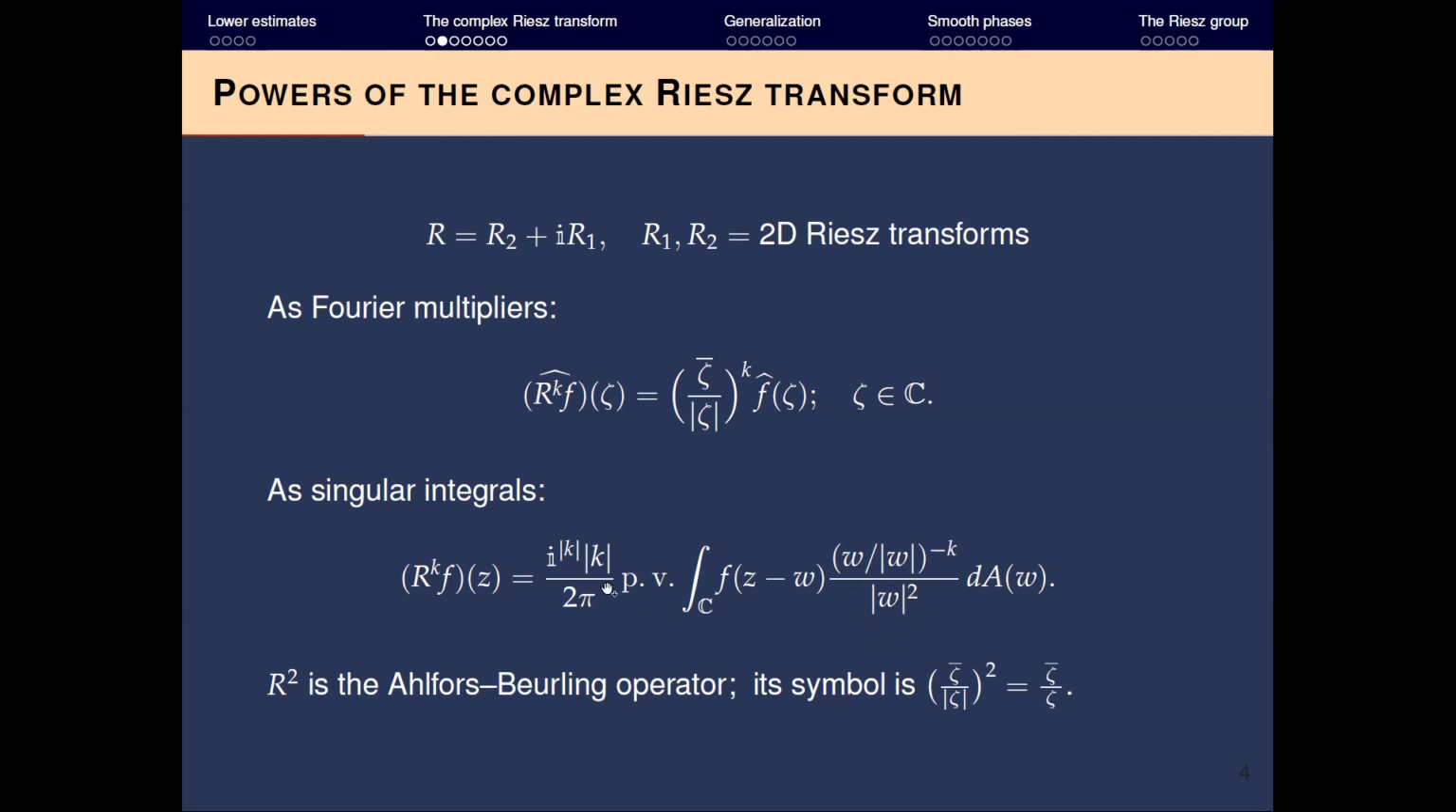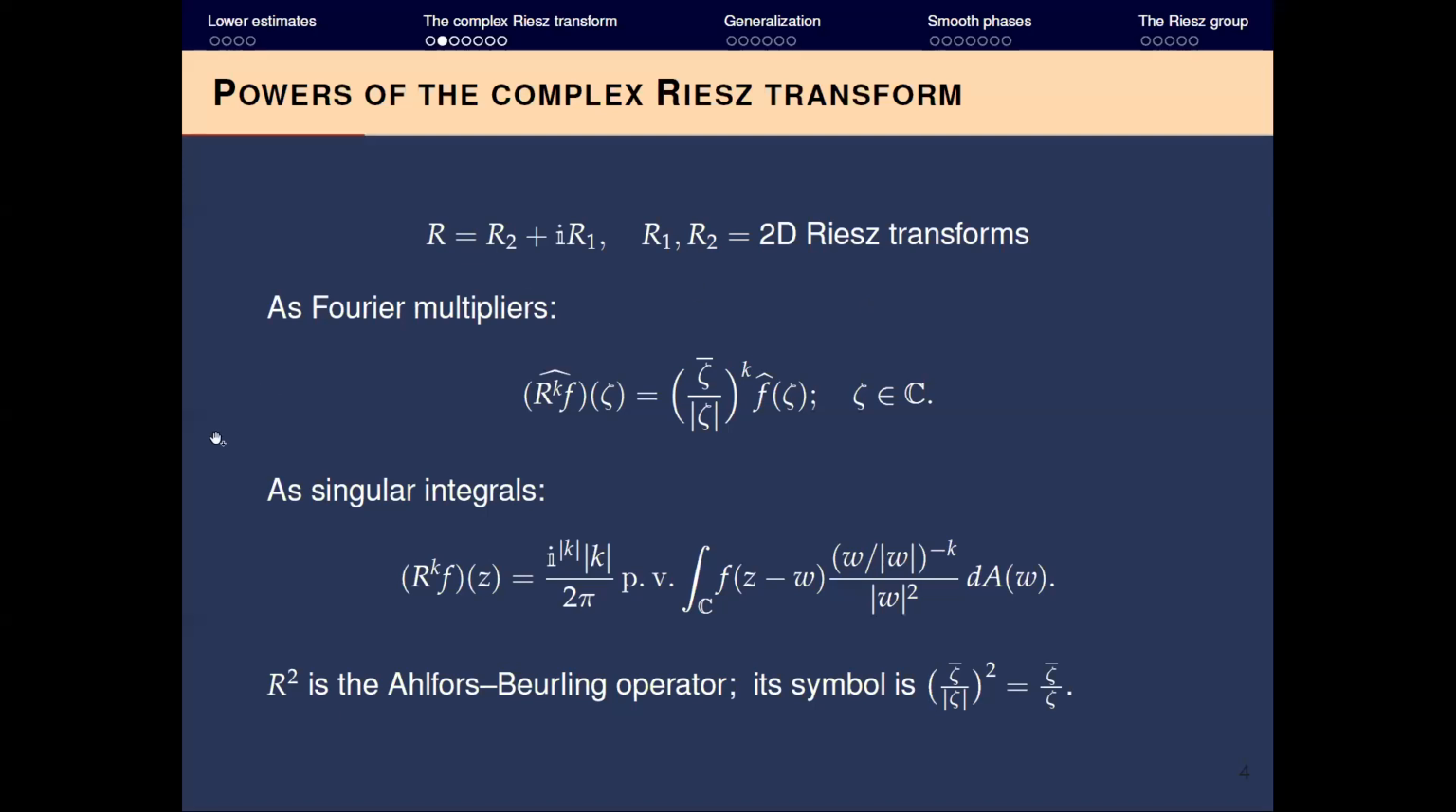And what pops out is also some linear dependence on the absolute value of the exponent k. And there are some signs and so on. But in short, this is actually quite explicit, and you can still work with this. So why is the complex Riesz transform interesting?